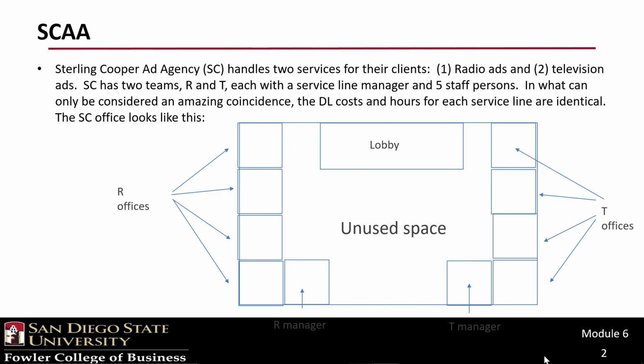Sterling Cooper Ad Agency, or SC, handles 2 services for their clients, radio ads and television ads. And SC has 2 teams, R for radio and T for television, each with a service line manager and 5 staff persons. In what could only be considered an amazing coincidence, the direct labor costs and hours for each service line are identical. And here's what the physical SC office space looks like. You can see that all the radio offices are on one side, and all the television offices are on the other side. And in the middle is a big chunk of unused space.